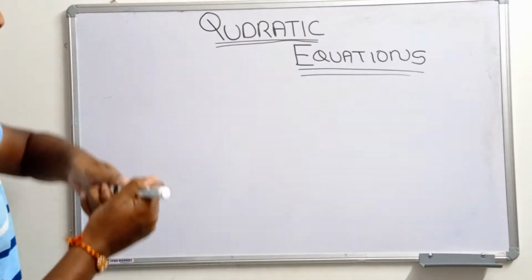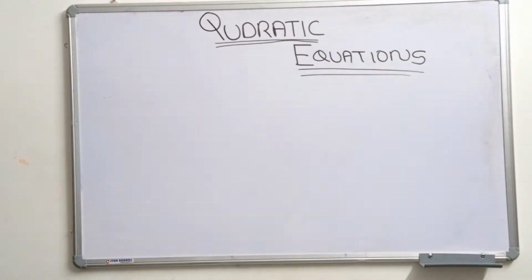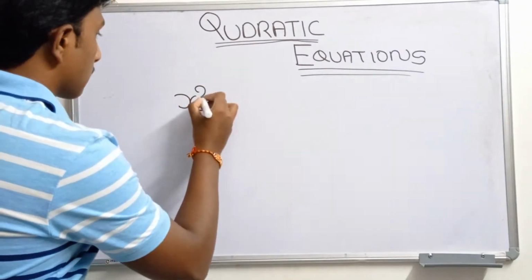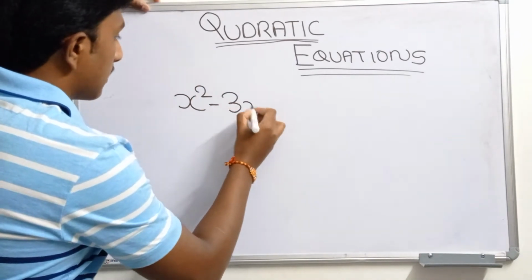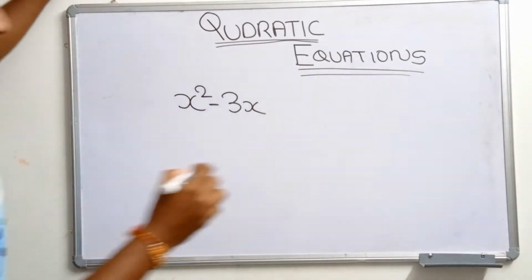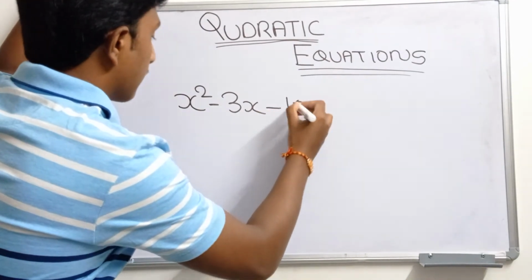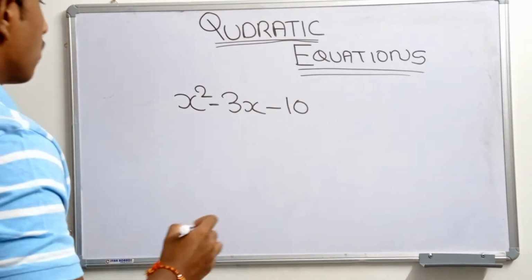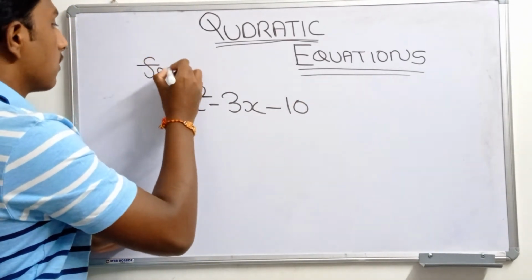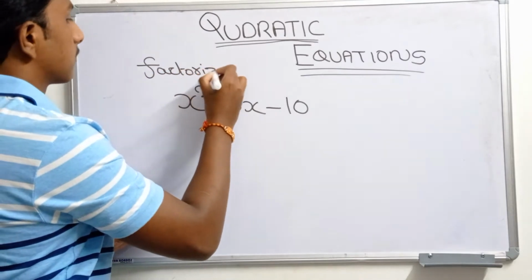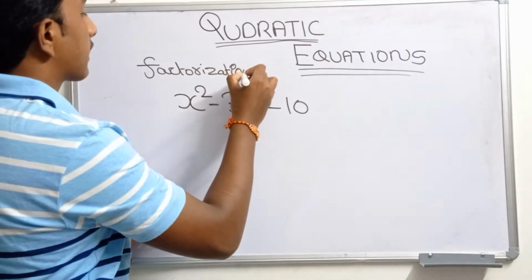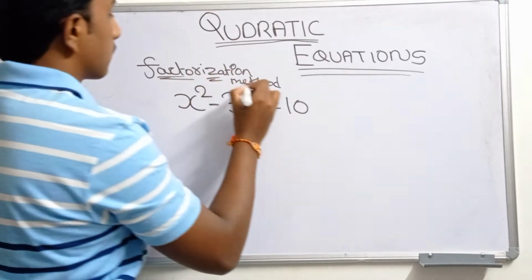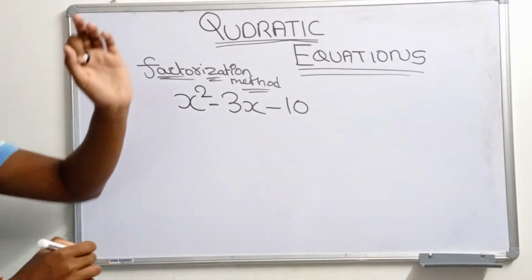Quadratic equations. So the question is, guys: x square minus 3x minus 10. X square minus 3x minus 10 is the given quadratic equation. Now we are going to solve this with the factorization method, guys.